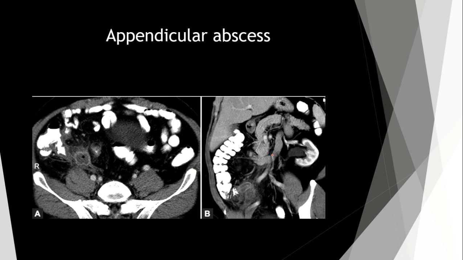Appendicular abscess. On these pictures we have 3 gas bubbles in the cavity of the bowel. We have a halo here and fluid around it. This bowel looks white because it's contrasted. And here we have the cavity, the collection of the abscess.